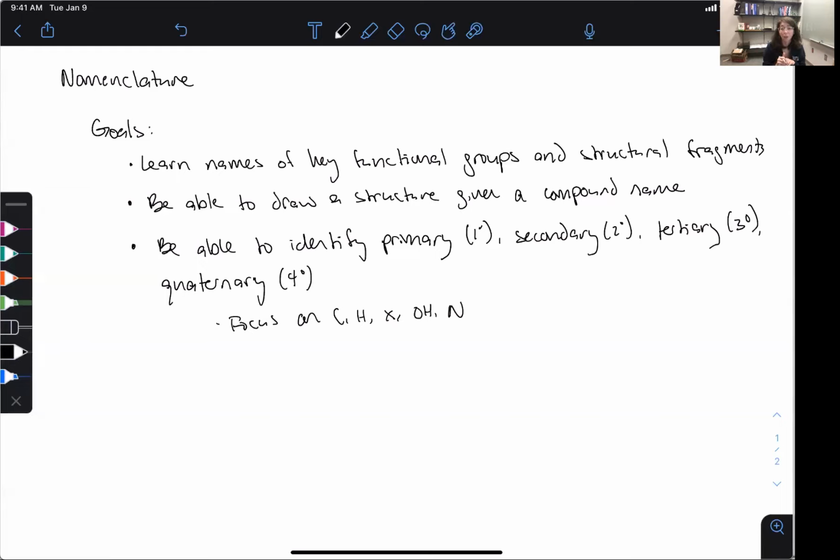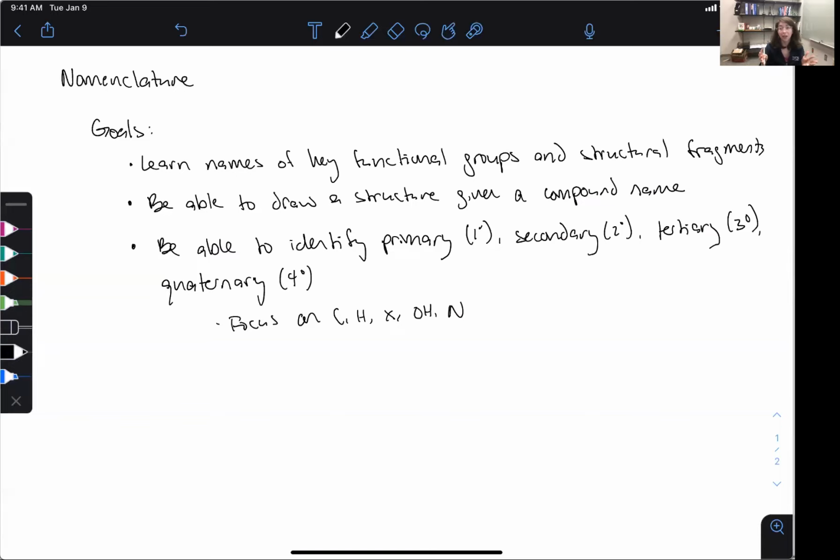So part of that is, for our goals, we're going to be learning names of key functional groups. We'll be talking about what those functional groups are tomorrow in class on Tuesday. And then we'll also be learning structural fragments, so that you can say, hey, look at that ethyl group, and everybody knows what you're talking about. So those are the things that we're going to be talking about in class.